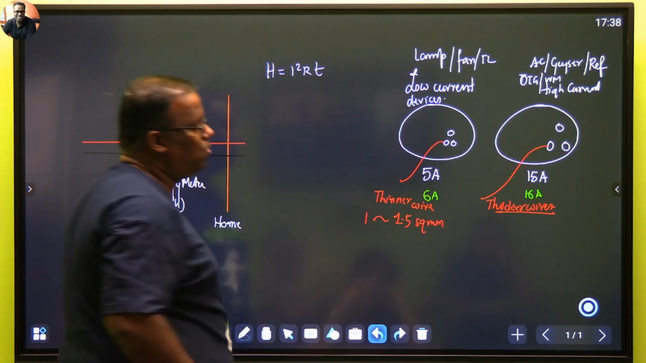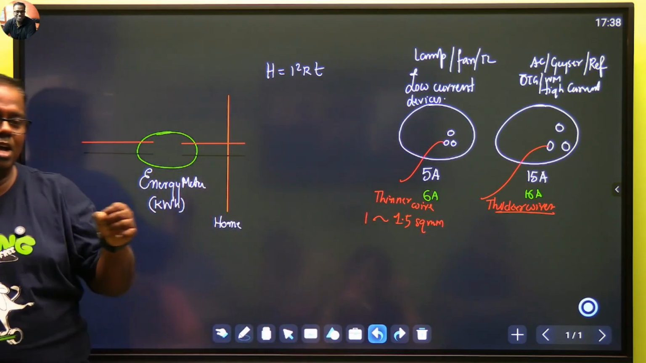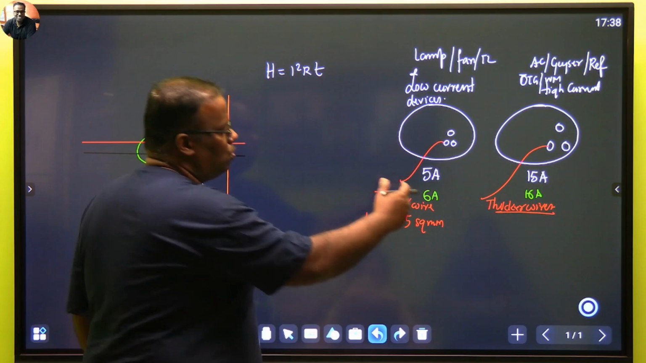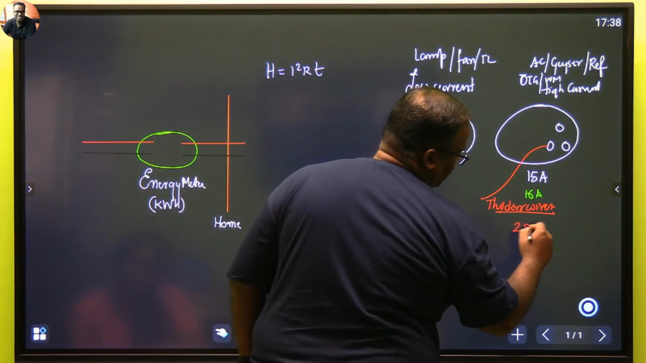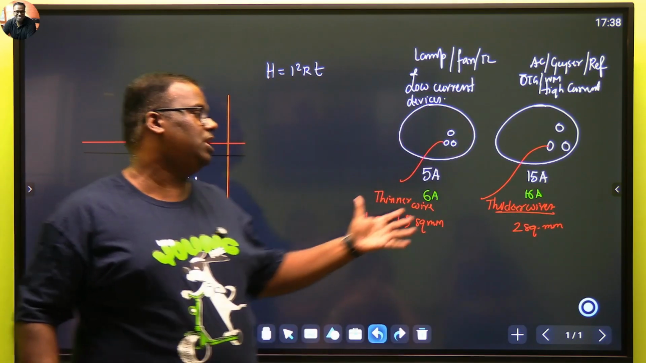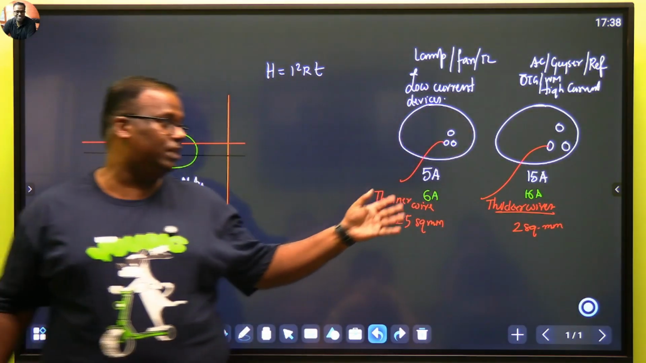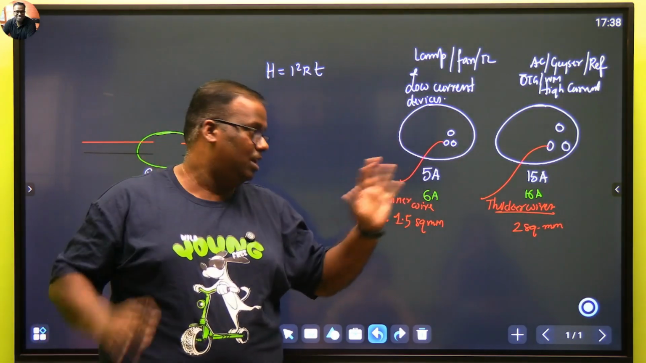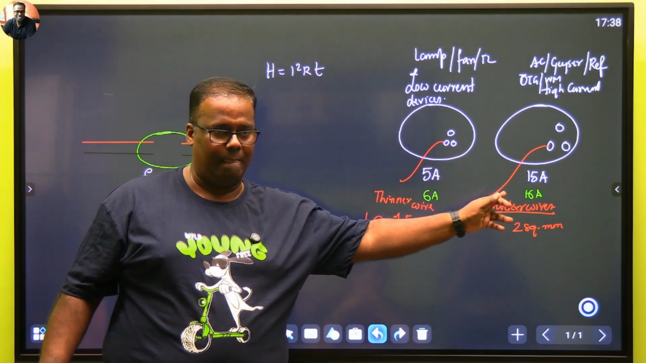Square mm means, did you understand? The cross-sectional area, mm square. And these we should do minimum 2 square mm. These are things which as engineers you should know better. An electrician, he has nothing. He will use the same wire out here.